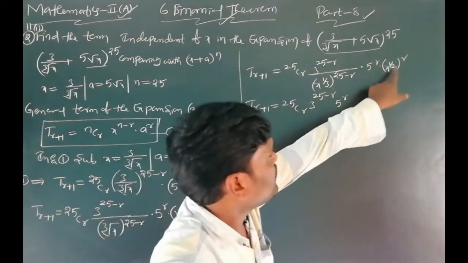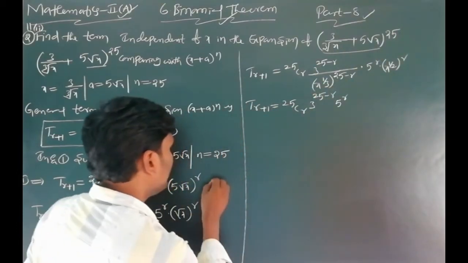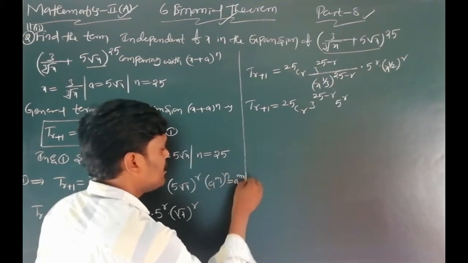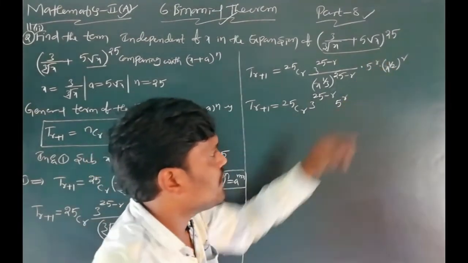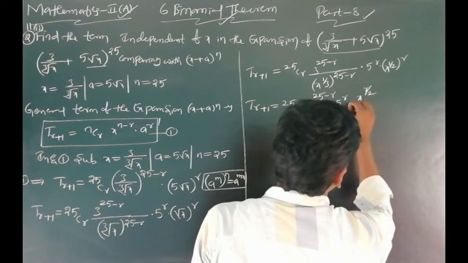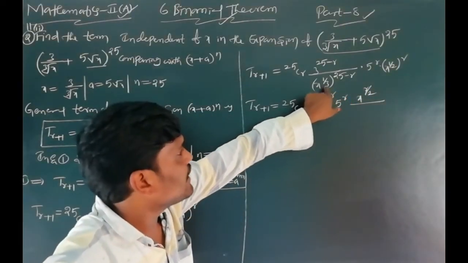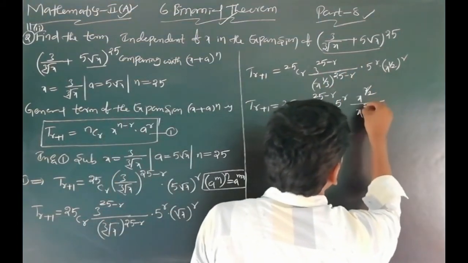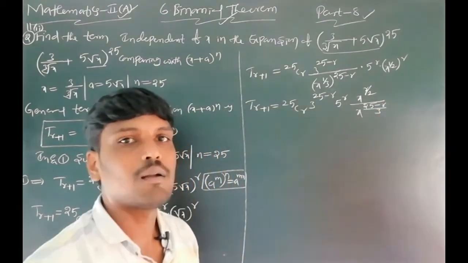Here the form x power m whole power n is there. A power m whole power n is equal to a power m into n. This is an exponent formula. We can write x power 1 by 2 into r, nothing but r by 2, and for the variable x, applying the formula x power m whole power n, we get x power 25 minus r by 3.